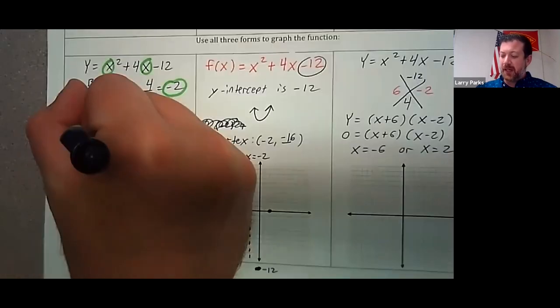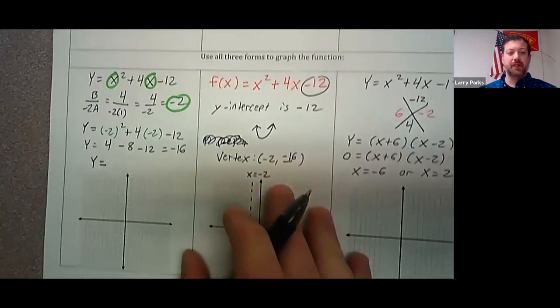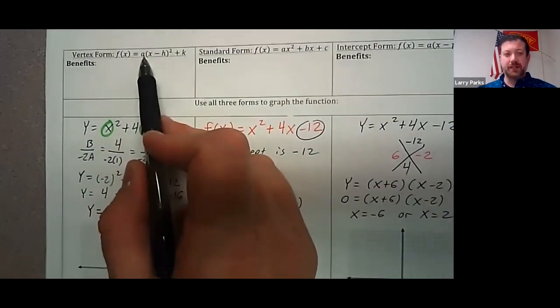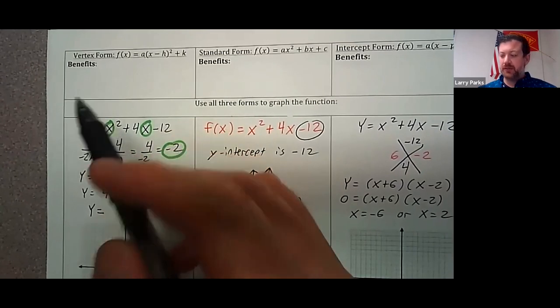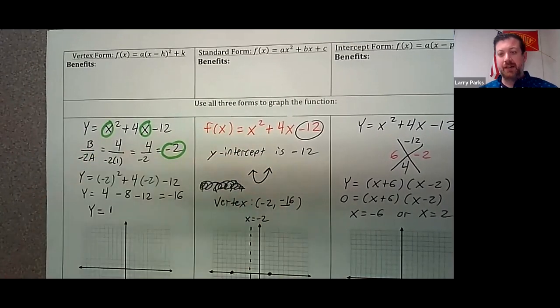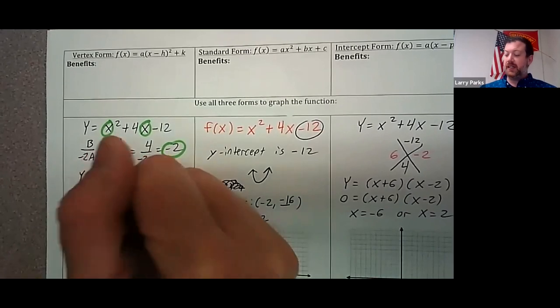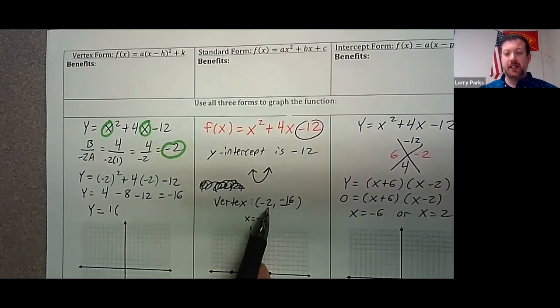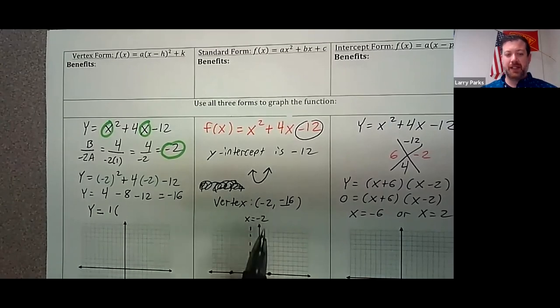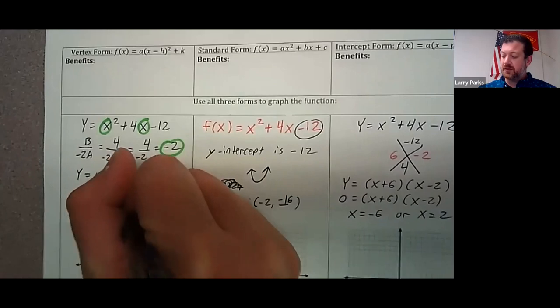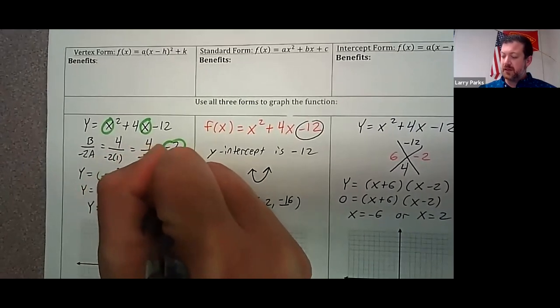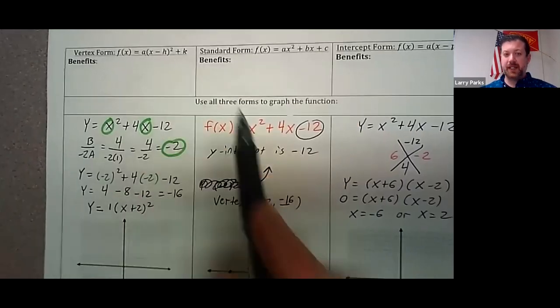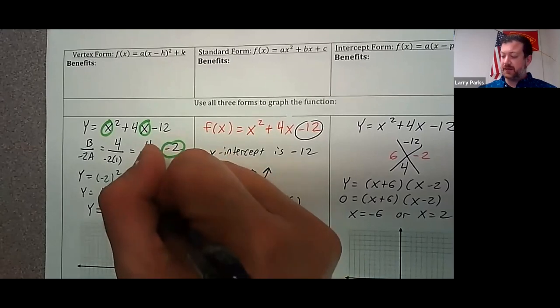And remember to put this in vertex form, because we still need to do that. Vertex form would be y equals, what's my a value? My a value is 1. You don't have to actually put the 1. And then you would put your h. H is this number. So you'd put x minus negative 2. That'd be an x plus 2. And then plus k. K is negative 16.